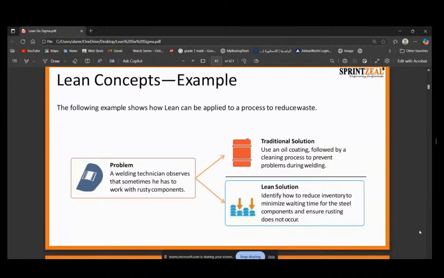What other thing can you do? Negotiate for, well, you can't negotiate for less amount because this is the amount the customer wants. Then, improve the process.